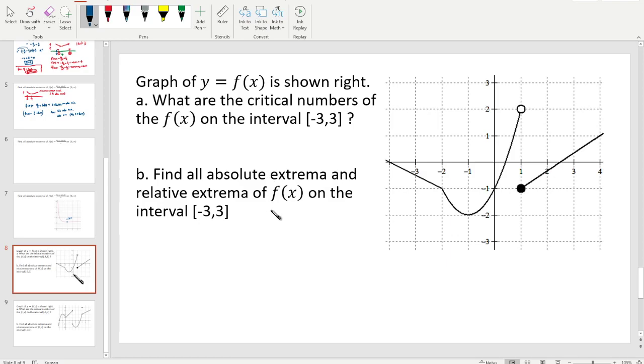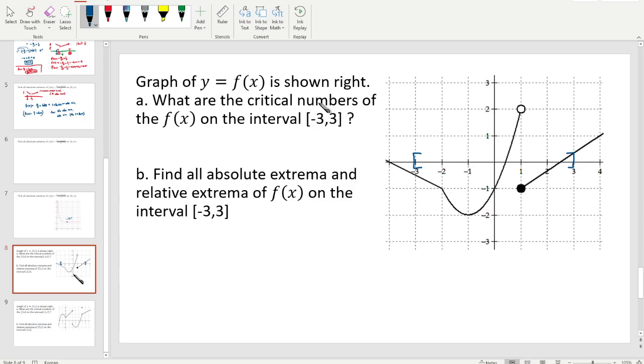The following problems will not use any calculation. This is more about asking whether you have the correct concept of absolute maximum, absolute minimum, relative maximum, relative minimum. Okay, so first you have negative 3 to 3. So we're not considering the entire graph. We're only considering this graph on this closed interval, negative 3 to 3.